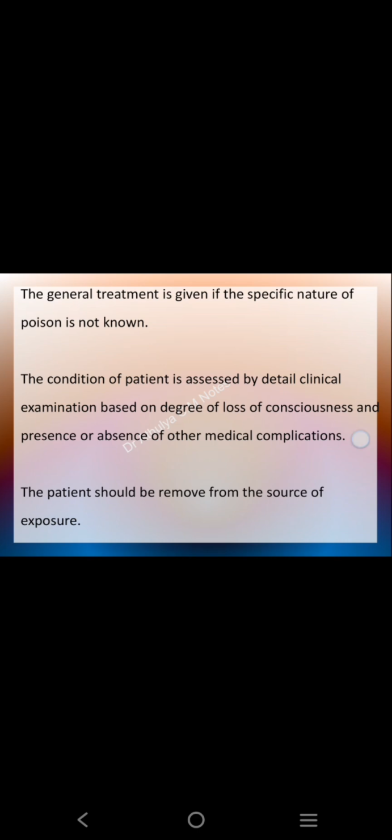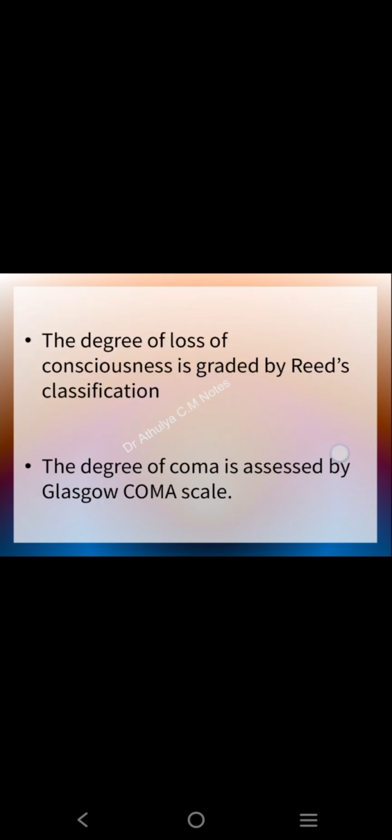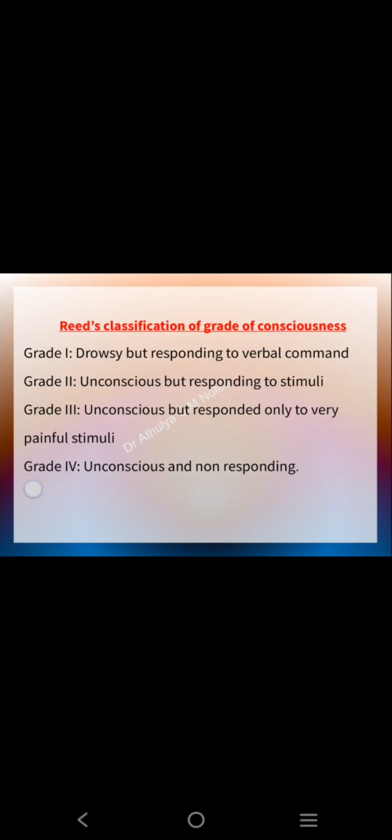If he is unconscious, we have to grade that. We have to look at how unconscious he is or in which stage of coma he is in. The degree of loss of consciousness is graded by Reid's classification, and the degree of coma can be assessed by the Glasgow coma scale. First, let's look into the Reid's classification. In that, there are four grades.